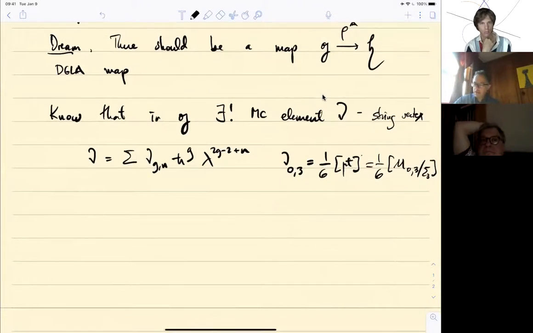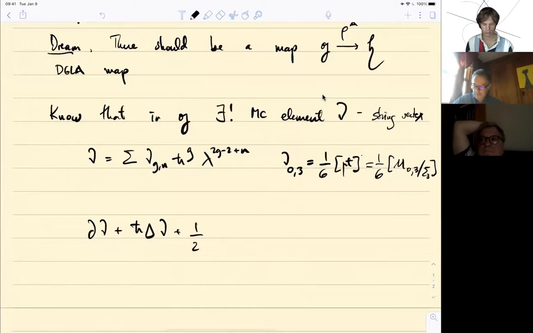So Maurer-Cartan in this story means that del V plus h bar delta V plus 1/2 [V, V] is 0. This is Maurer-Cartan, which is exactly what we called the quantum master equation last time.